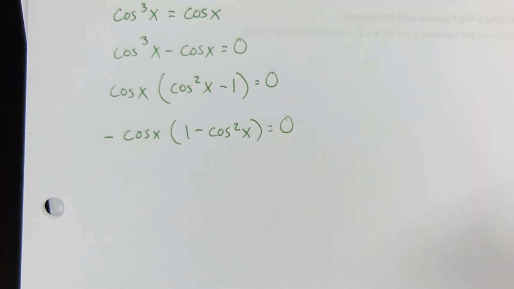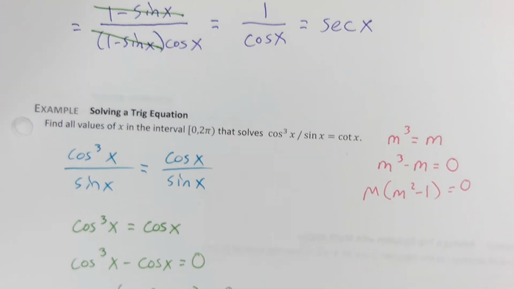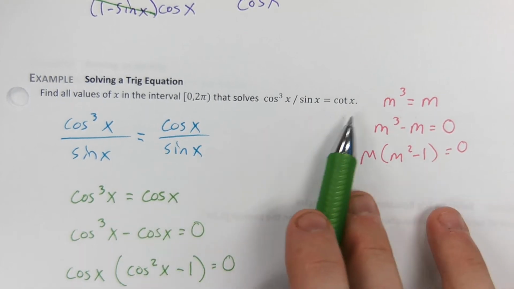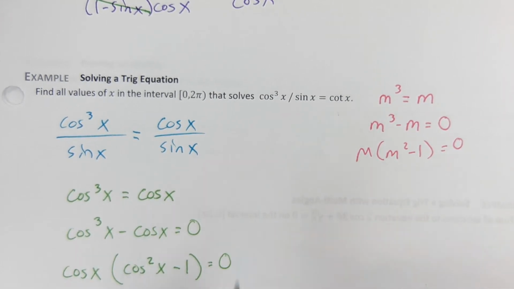So instead of saying 1 minus cosine squared x, oh, your question? Yes, what's up? Riley, what's up? Because cosine divided by sine is cotangent, because tangent is sine over cosine. Is that it? Oh, okay, cool.